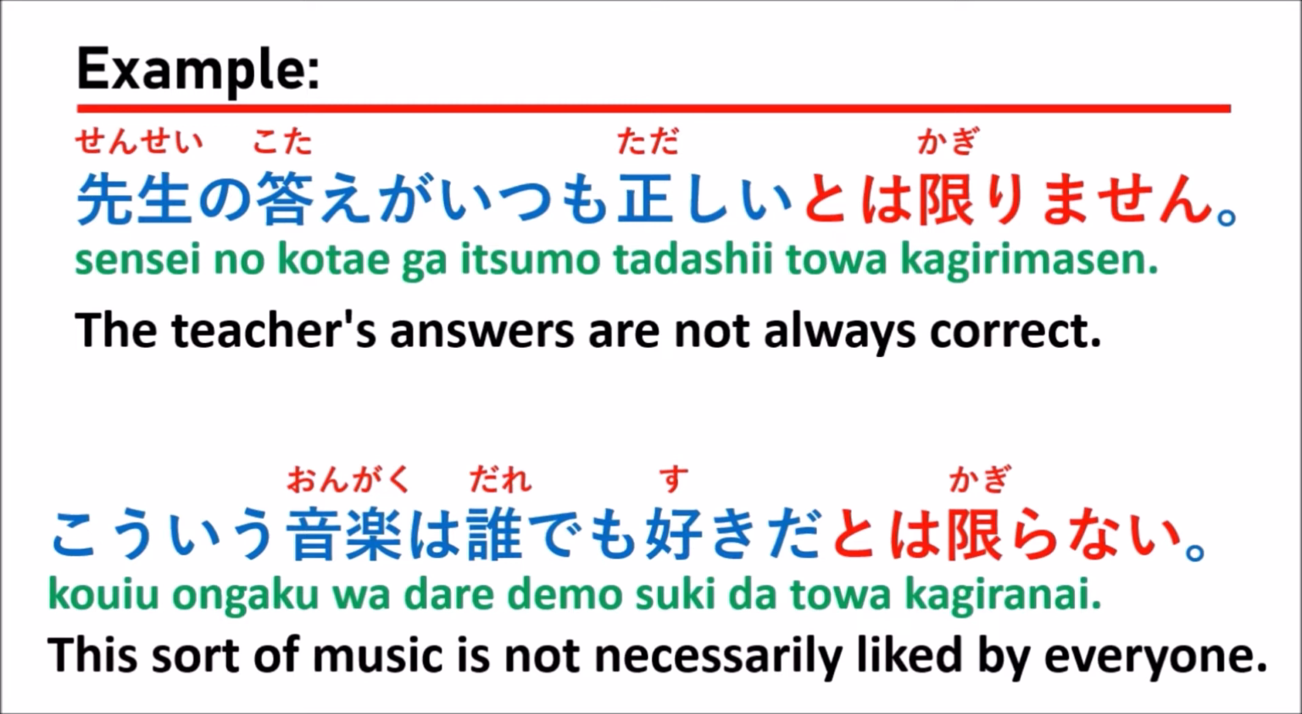So, こういう音楽は誰でも好きだとは限らない, right? This means this kind of music is not necessarily liked by everyone, which means that some songs maybe you like but another person doesn't like, right? So even if you like it, it doesn't mean that everybody likes it. So in Japanese, in a case like this, you can say "kagiranai." This means it's out of the limitation. So somebody likes it but somebody doesn't, so you can say "suki da dare demo suki da to wa kagiranai." Even if almost 90% of the people like it but 10% don't like it, right?